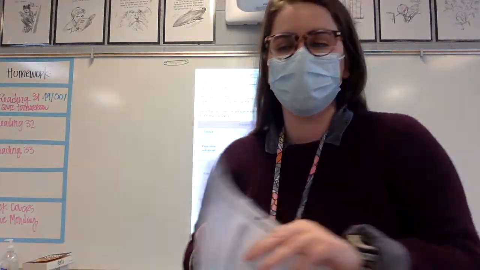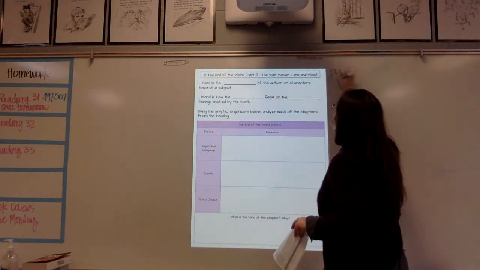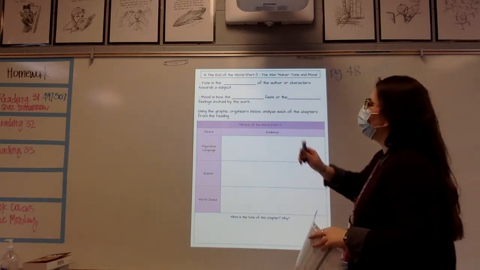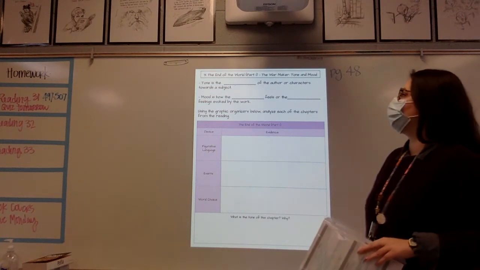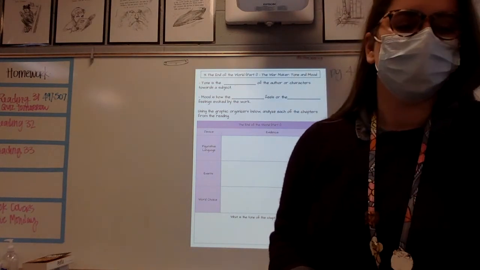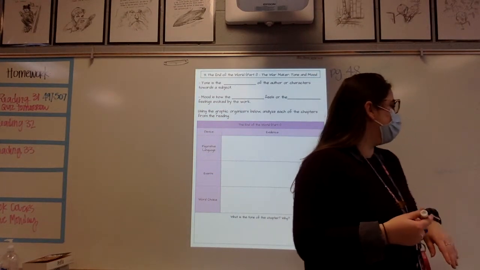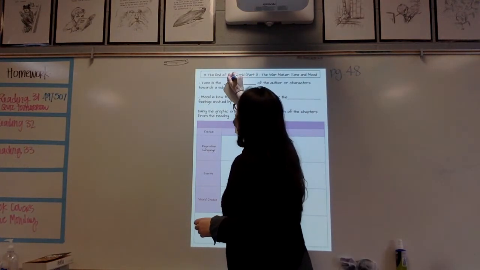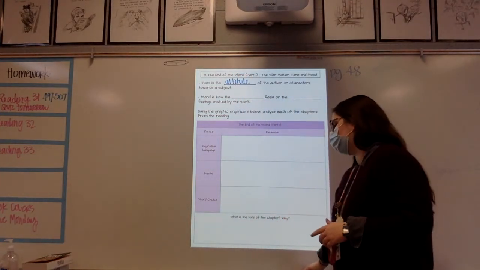We're on page 48 in your workbook. We're talking about tone and mood. So, what do you think this first blank is going to be? Tone is the blank of the author or the characters towards a subject. So we know tone. It's just been a minute since we talked about that definition. I'll give you a hint. It starts with an A. Attitude. Tone is the attitude of the author or characters towards a subject.